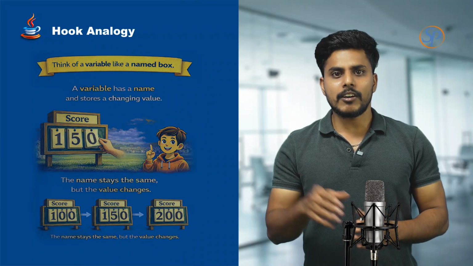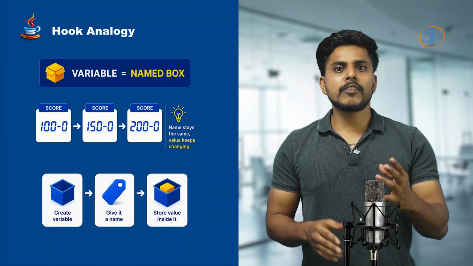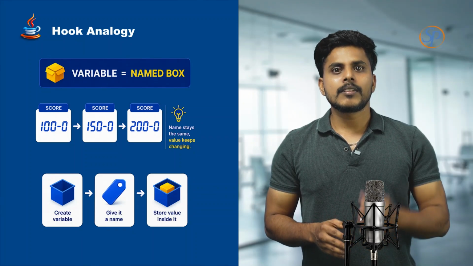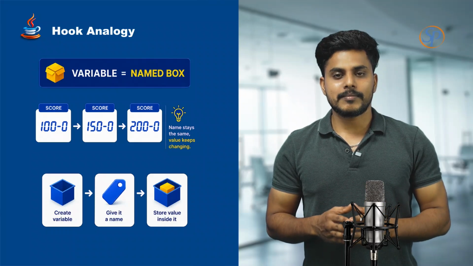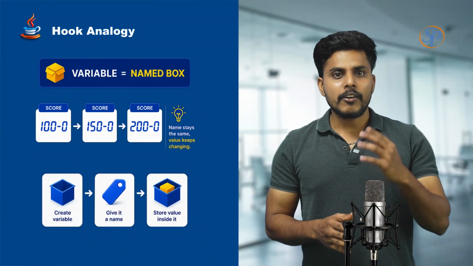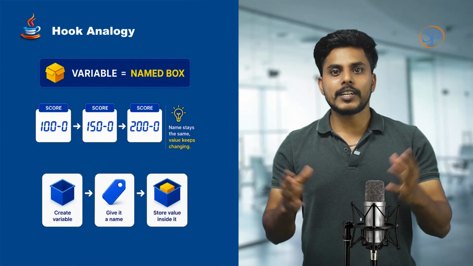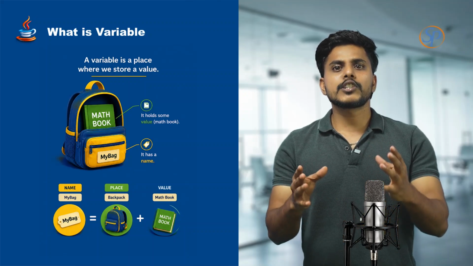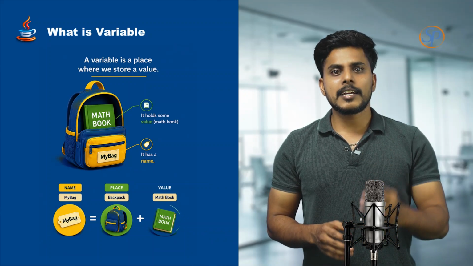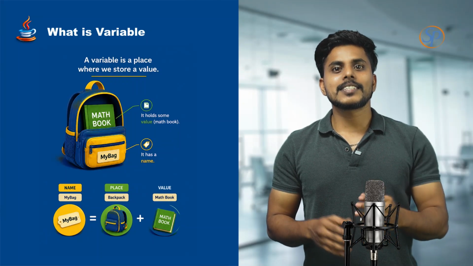Same thing happens in Java. We create a variable, give it a name, and store a value inside it. The name stays the same, but the value inside keeps changing. So in programming, variables help us store values that can change over time. What is a variable? A variable is a place where we store a value. It has a name and it holds some data. Now let's see this practically.